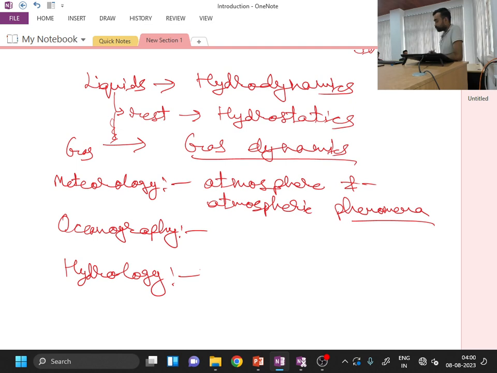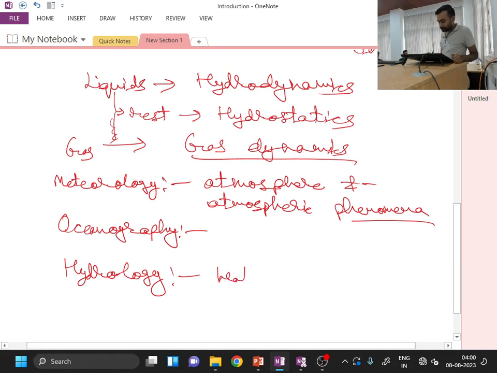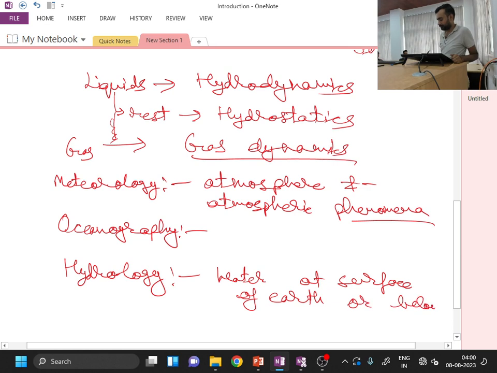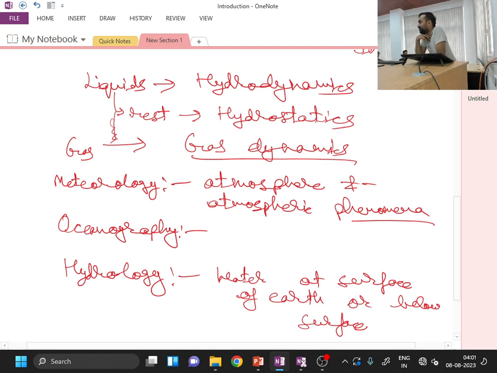When we talk about water at the surface of earth or below the surface, for example, how the seepage of water is taking place into the ground, so that is coming below the surface. So that particular branch of fluid mechanics is called hydrology.